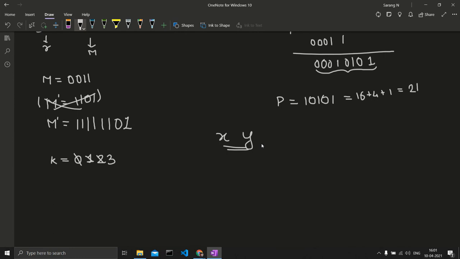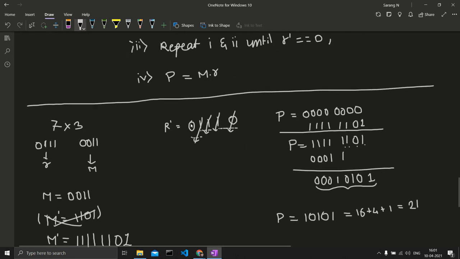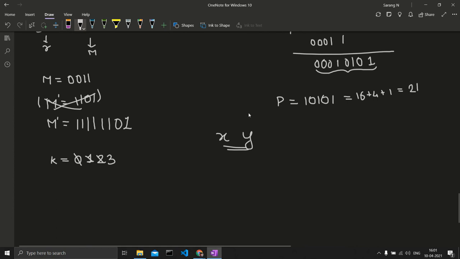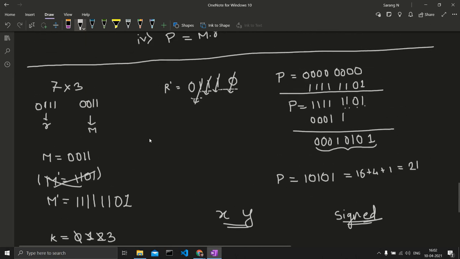And to have the maximum efficiency, we would expect that there should be the largest chunks of ones. The larger the number of chunks of ones we have, the more efficient this algorithm will be, right? And it also works on signed numbers. Like if you have to multiply minus 4 times 5, you would get minus 20.